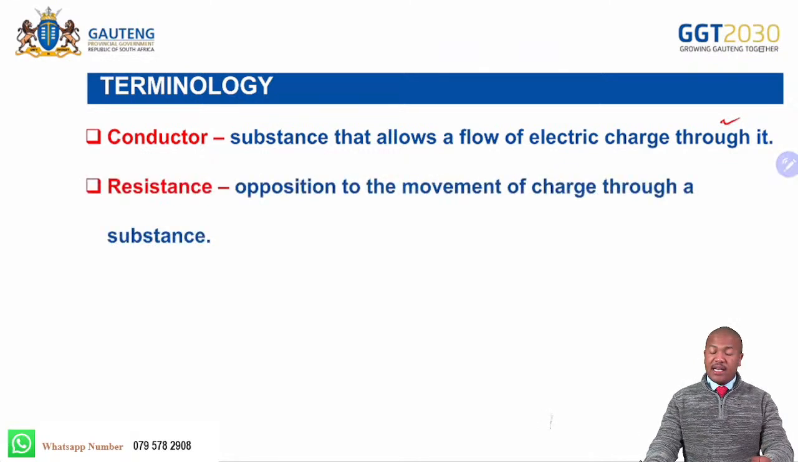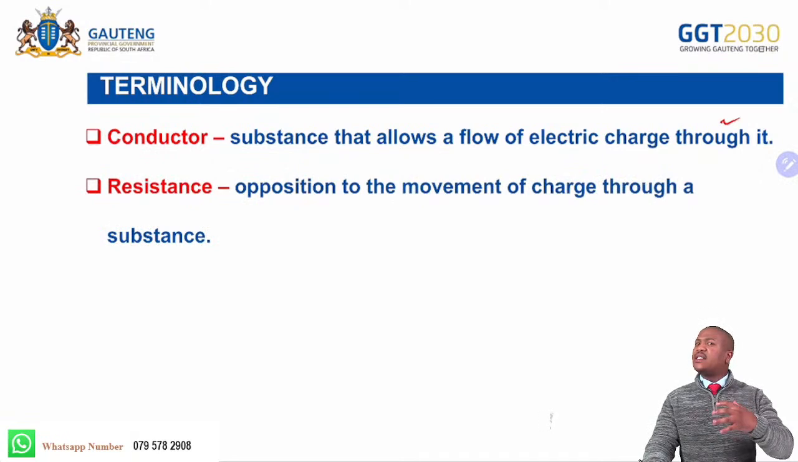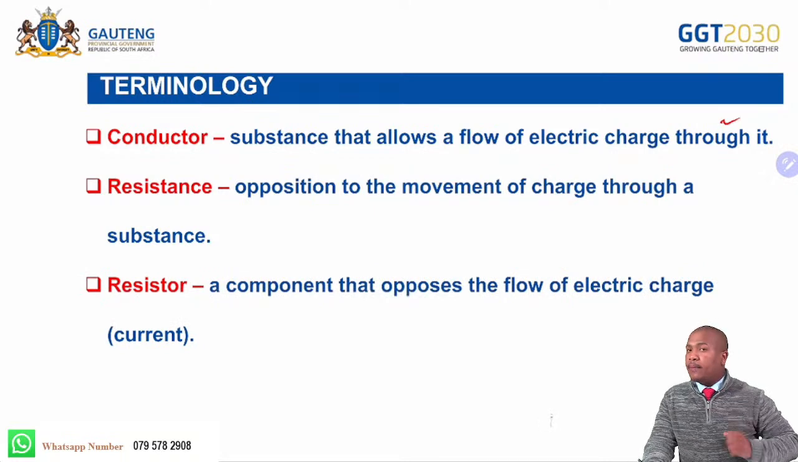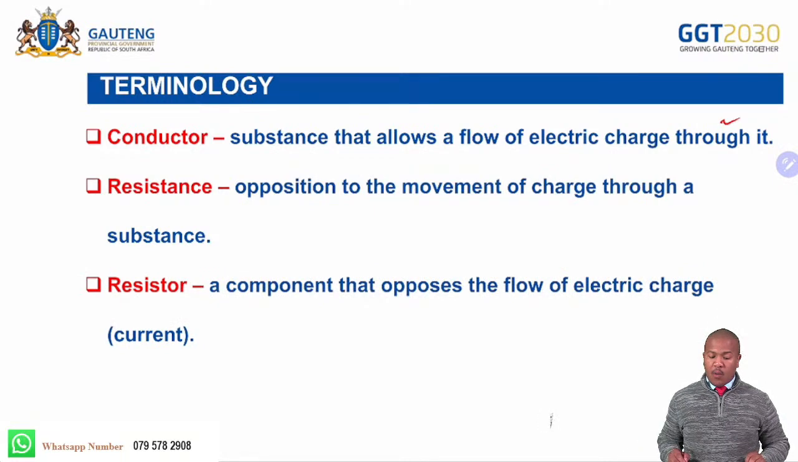The second one is resistance, right? What is resistance? Resistance is an action, right? So resistance is an opposition to the movement of charge through a substance, right? So now, we also have resistor. What is a resistor now? We said a resistor is a component that opposes the flow of electric charge or current, right? It opposes the flow of electric charge.